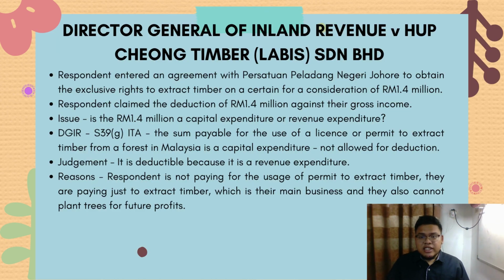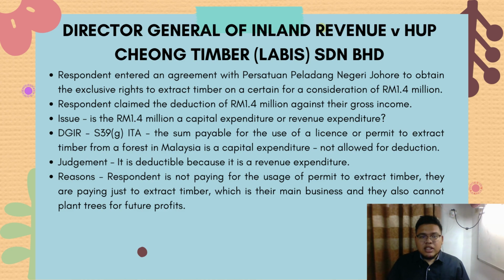Another case on this topic is the Director General of Inland Revenue versus Hap Cheong Timber. The respondent entered into an agreement with Persatuan Peladang Negeri Johor to obtain the exclusive right to extract timber on a certain area for a consideration of RM1.4 million. The respondent claimed the deduction of RM1.4 million against their gross income. So the issue in this case is whether the RM1.4 million is a capital expenditure or a revenue expenditure.